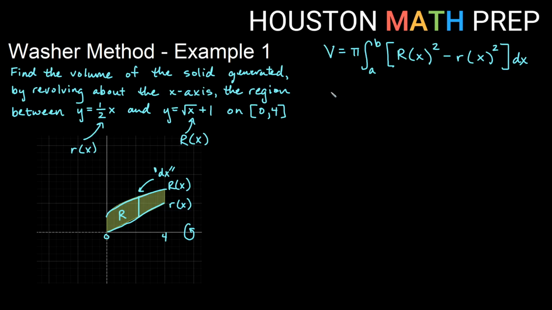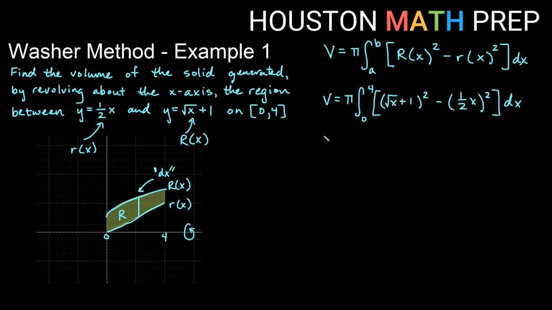So we'll just go ahead and plug those into the formula over here along with our bounds. My a is 0 here and my b is 4, so we'll put those in first. So we'll go ahead and say that the volume is equal to pi times the integral from 0 to 4. And I'm going to start my brackets because I need to square both of these, right? So I'm going to have capital R, which is square root of x plus 1, squared. That's my capital R of x squared, minus my little r of x, which is 1/2 x. So minus 1/2 x, all of that squared as well. And we're going to integrate that dx.